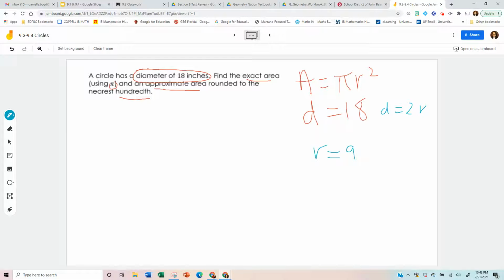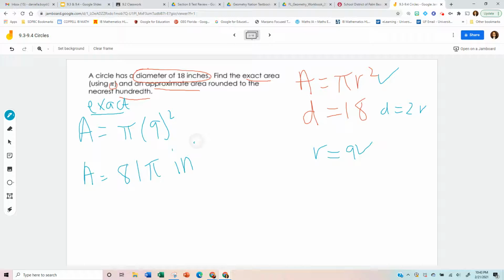So now that I know what my radius is equal to, now I can use my formula. In order to find the exact area, I'm going to do area is equal to pi, my radius is 9 squared. 9 squared is 81. So my exact area is 81 pi, and this is in inches. And since it's area, it's squared. So this is the exact answer with pi in it.